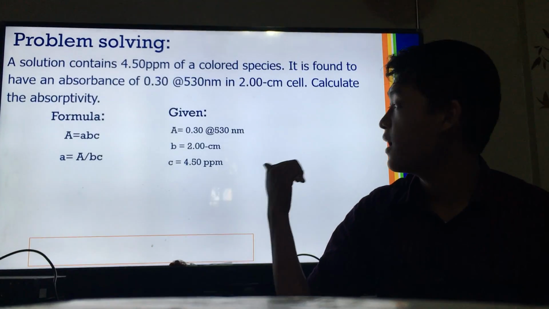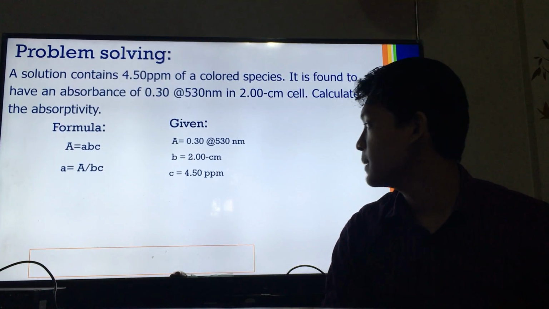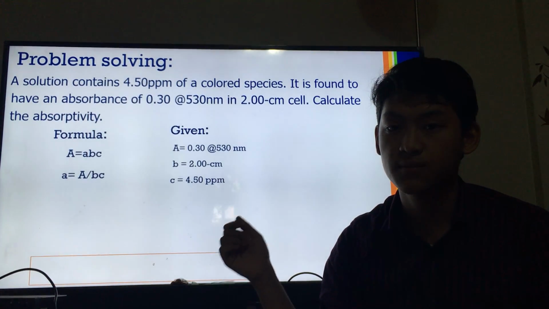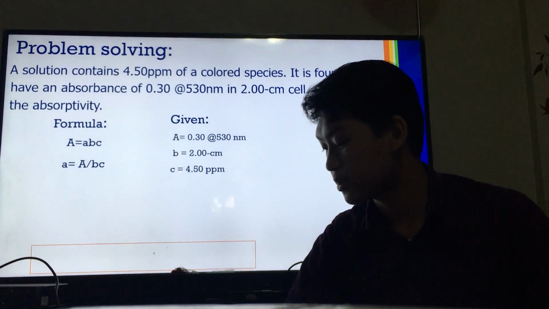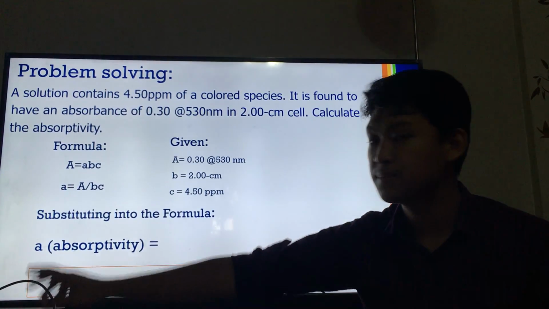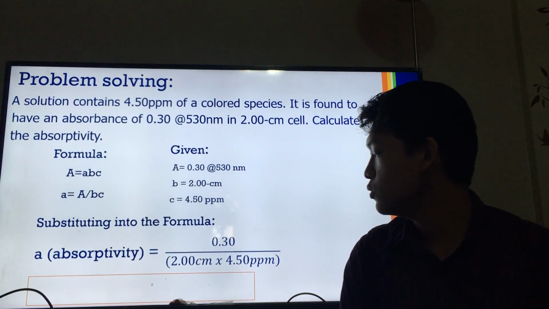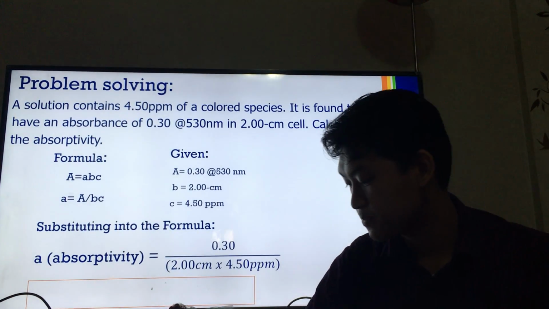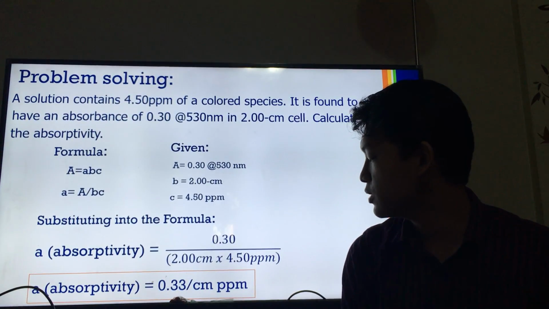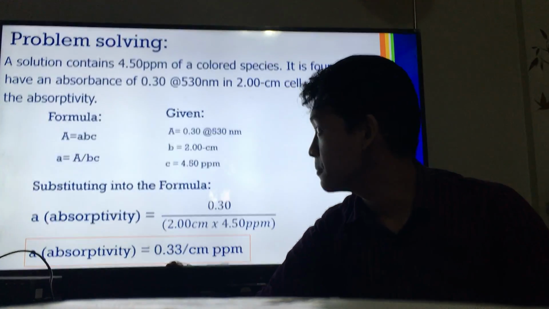Given that we have the absorbance, which is equal to 0.30 at 530 nm, the path length, which is the size of the cell, which is 2 cm, and the concentration of the colored species, which is 4.50 parts per million, we will just be substituting these values into the derived equation. So we will have 0.30 over 2 cm times 4.50 parts per million. We will have the absorptivity of the colored species to be 0.33 per centimeter parts per million.